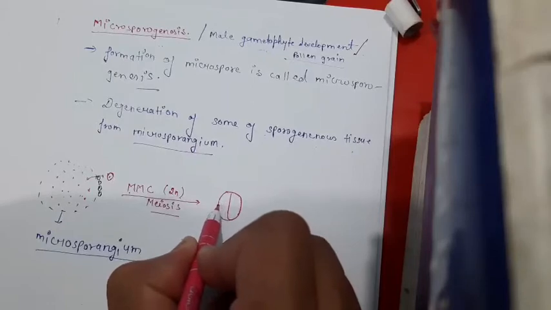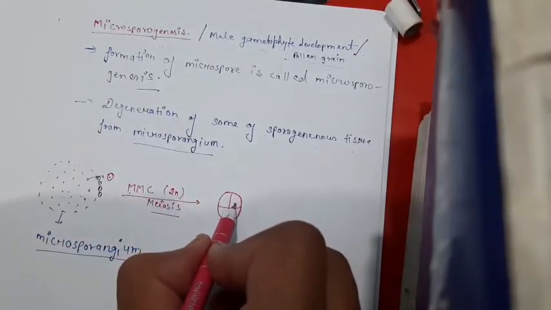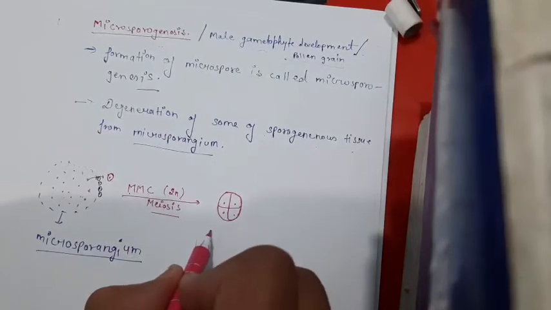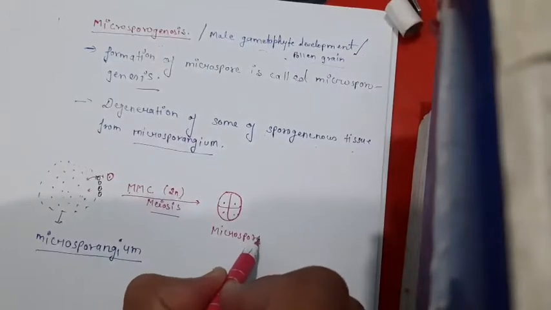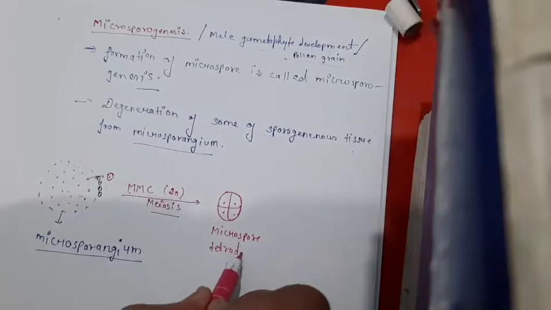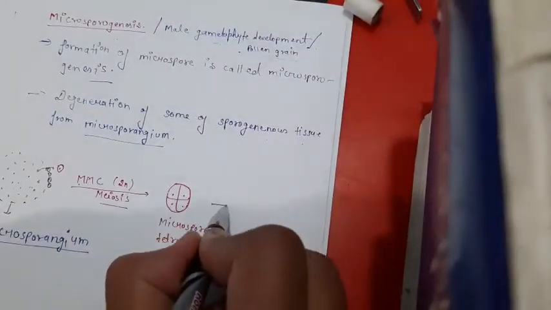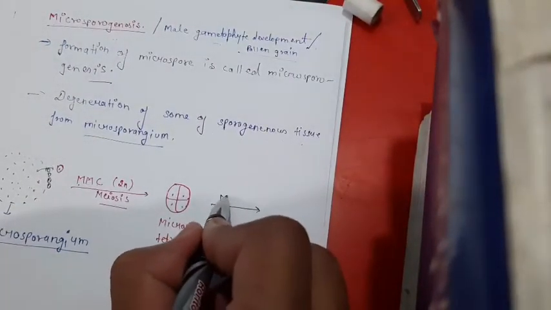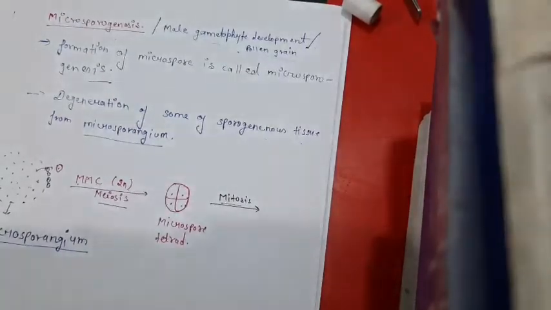Here one cell will now become 4 cells. It is called a microspore tetrad. After that, friends, what will occur? After that, mitosis will occur.